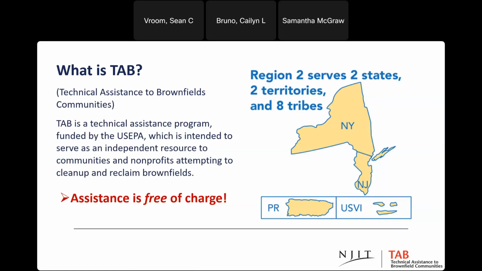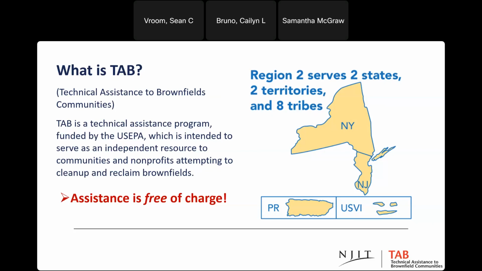So that's the overview of our tips and our common pitfalls. For those of you that may not be familiar with the TAB program, we're the Technical Assistance program. We're funded by US EPA through a cooperative agreement, and we're intended to serve as an independent resource to communities and nonprofits attempting to clean up and reclaim brownfield sites. Because we have that cooperative agreement with EPA, all the assistance we provide is 100% free of charge. No charge to you, not at the end, not at the beginning. Free. It is the free lunch.